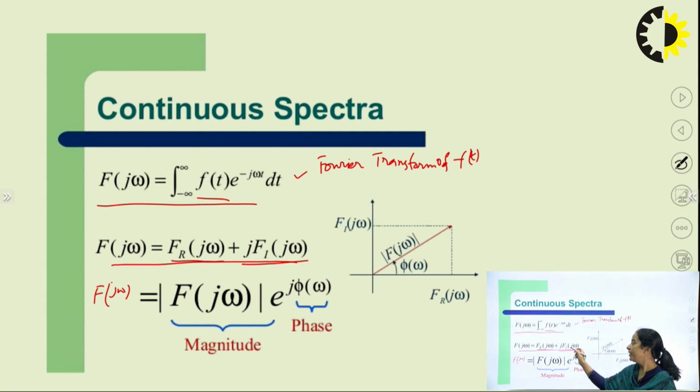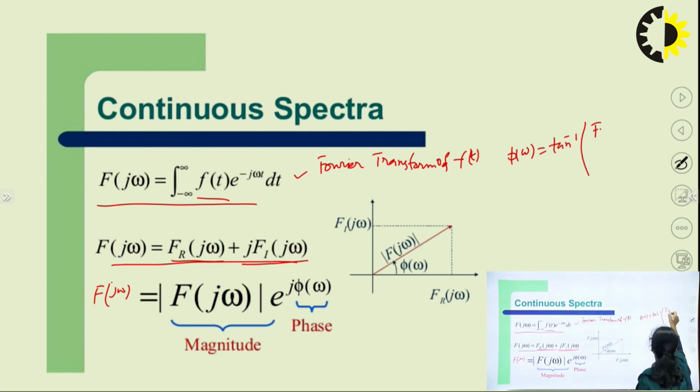That will be tan inverse. So you can write phi omega as tan inverse of the imaginary part of F of j omega divided by the real part of F of j omega. The magnitude of F of j omega is very easy to find, like we do in the case of a complex number.